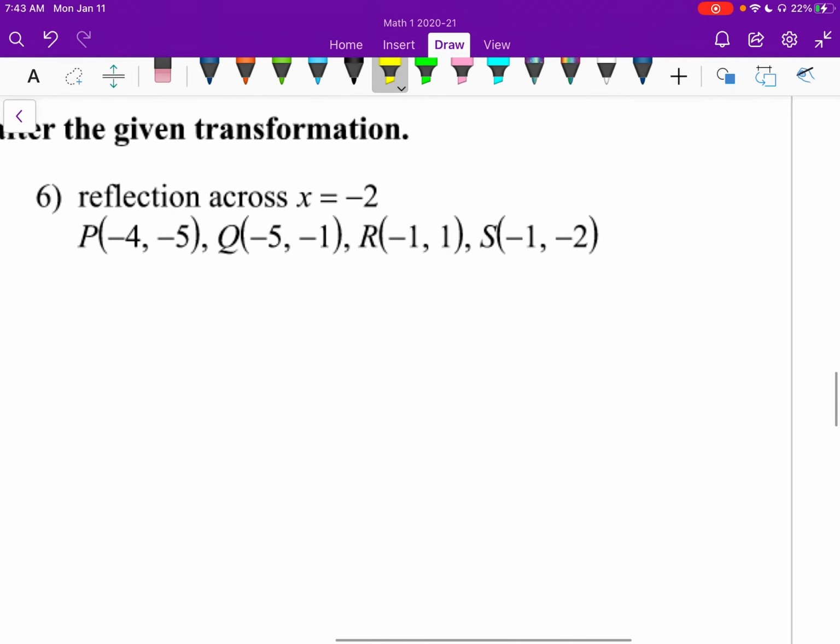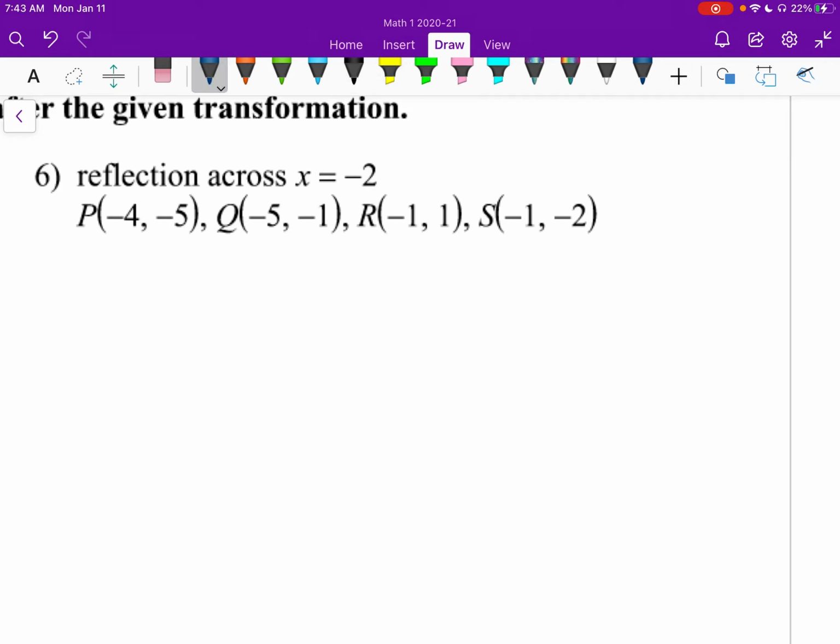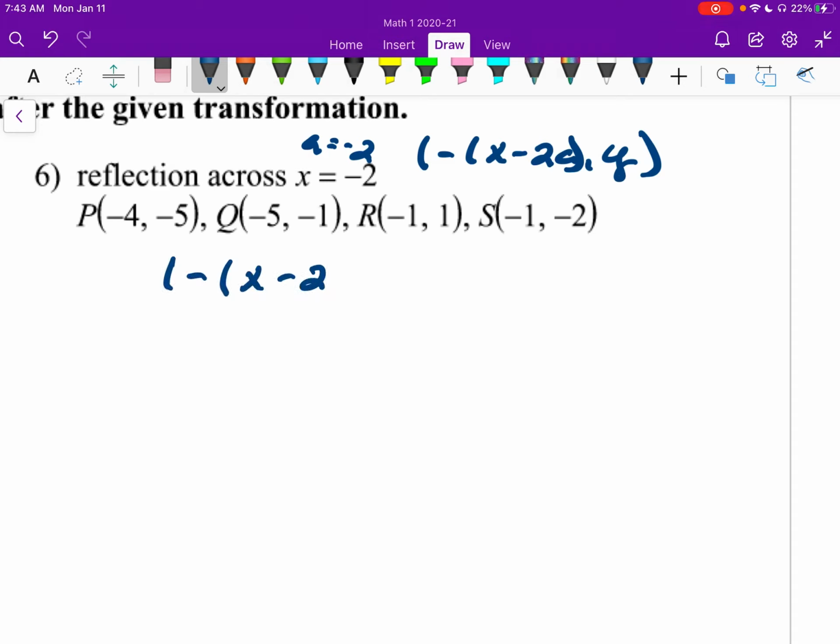Number 6, reflection across x equals -2. So I want my formula that I had for x equals a number. That's going to be (-x - 2a, y), where y stays the same. So a is -2, and I'm going to have to plug in for all of these. Let me fix my formula just a little bit. It'll be (-x - 2 times -2, y).